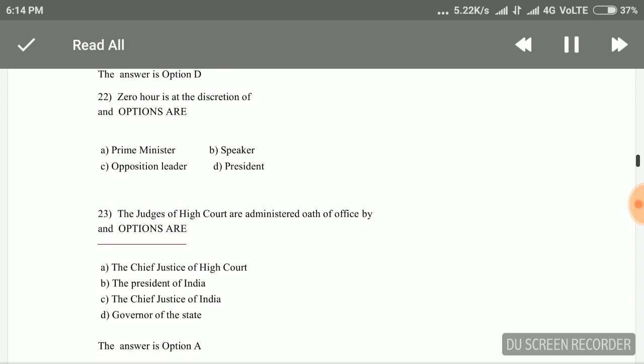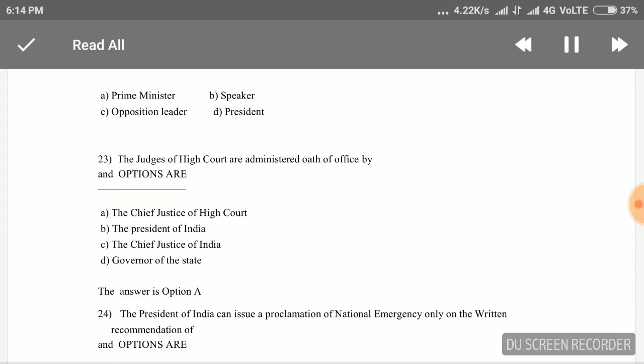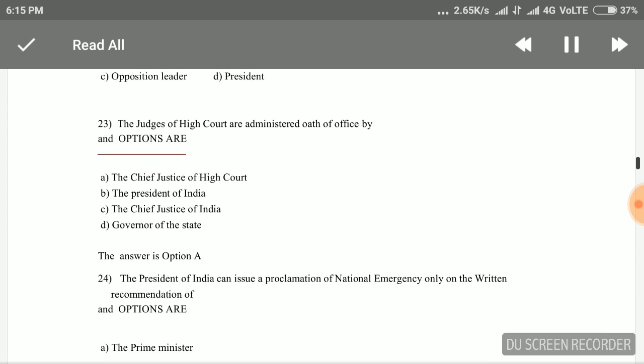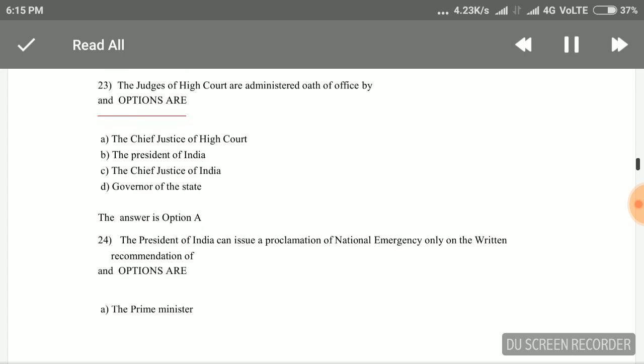And options are A. The Chief Justice of High Court, B. The President of India, C. The Chief Justice of India, D. Governor of the state. The answer is option A.